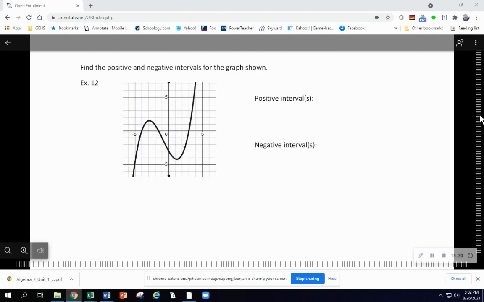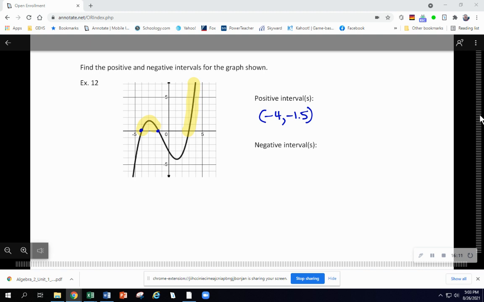Okay, let's see what we got here. Find the positive and negative intervals on this. So the positive intervals, let me highlight those, are the places where the y values are positive. That's these two sections. And the first one starts with an x value of negative 4. You can see it over here. And ends with an x value of negative 1.5. And the y values at those two locations, both here and here, are 0. And since 0 is not a positive number, we actually don't include those edges.